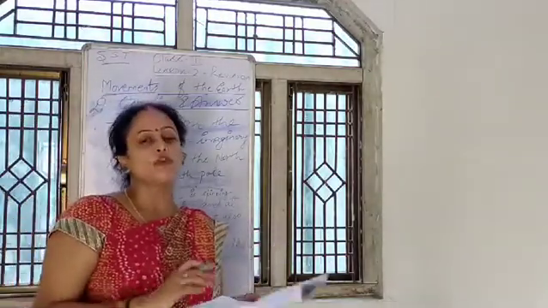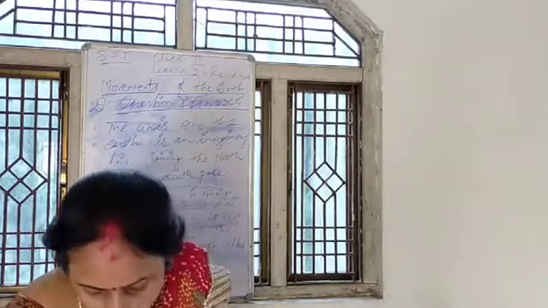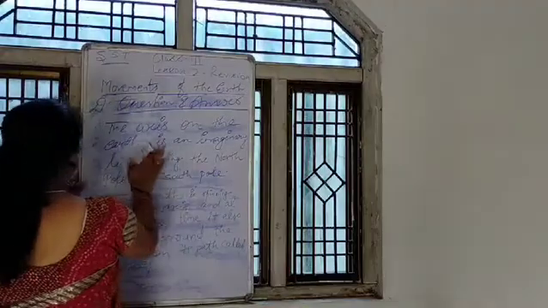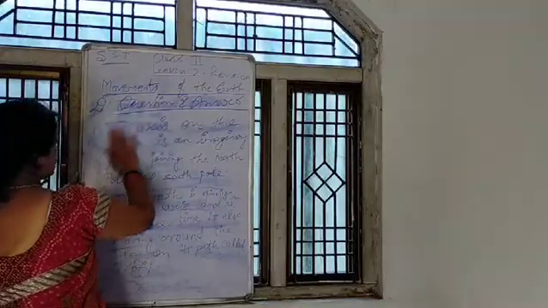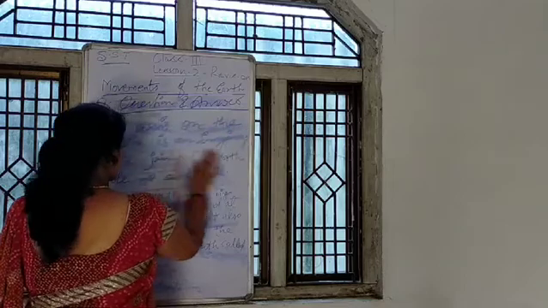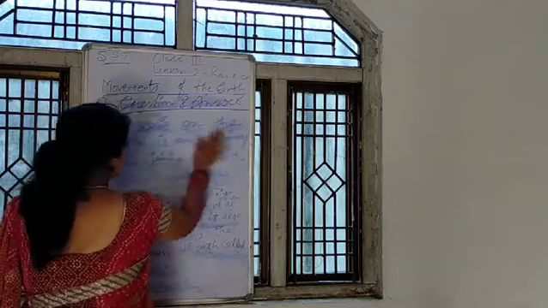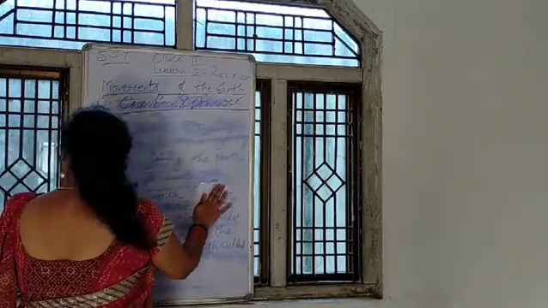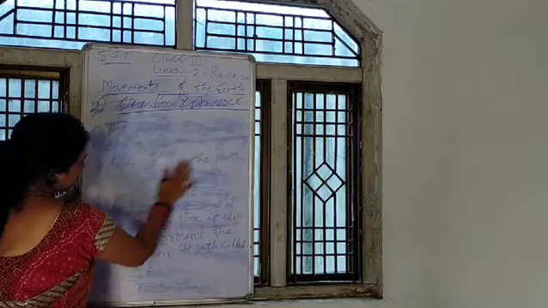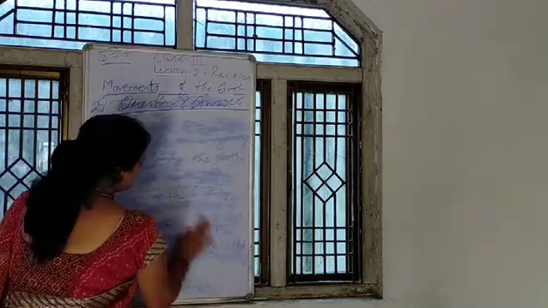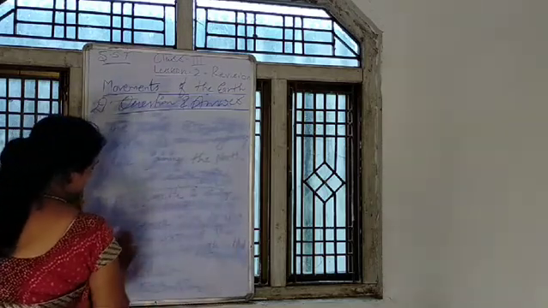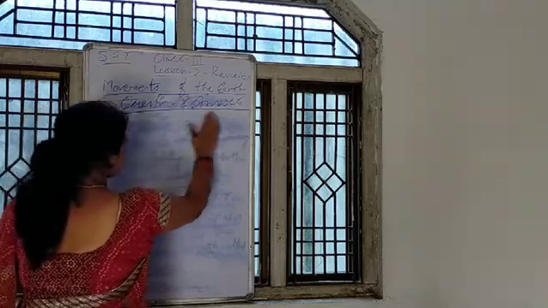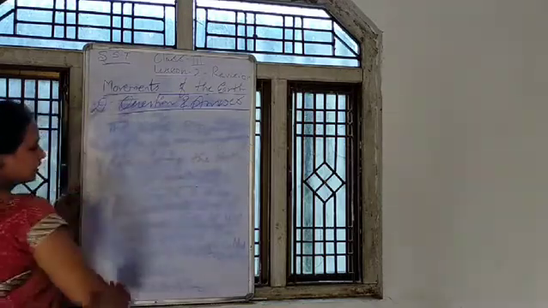What are the two movements of the earth? Very simple. So here we will write the next answer. The two movements of the earth are rotation and revolution, isn't it? Rotation and revolution are the two movements of the earth. So we will write the answer here.